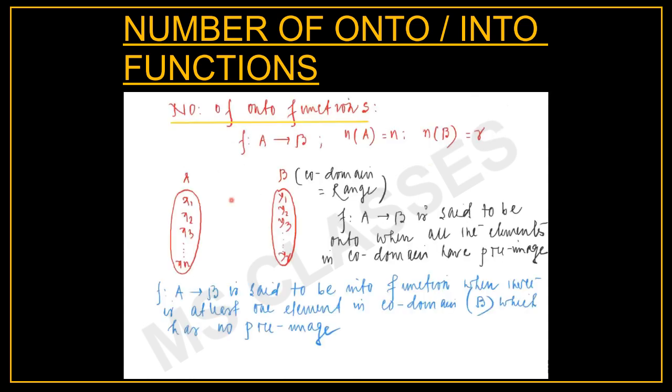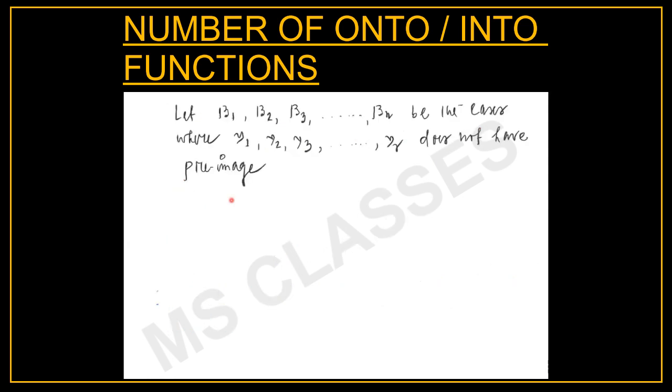How many ways? See, suppose I take two sets here, set A with x1, x2, x3 and set B with y1, y2, y3. Now I'm saying that y1 doesn't have a pre-image. It can be many ways. It can be that all the elements have been mapped to y3. It can happen. This is a possible case.